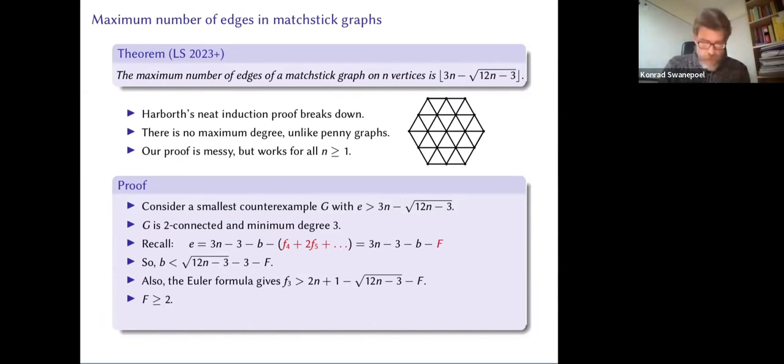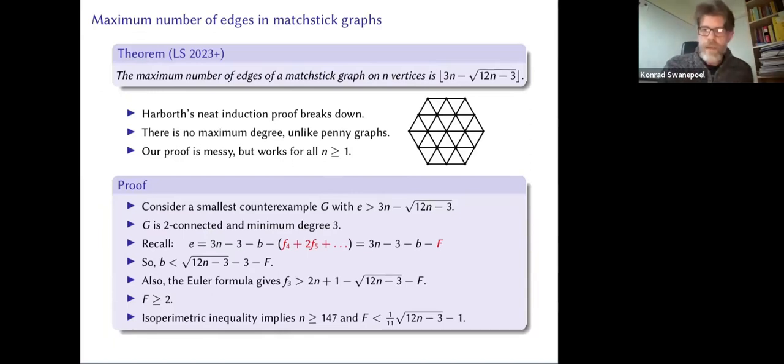If f is equal to 1, well, then the only way this can happen is that apart from the triangular faces, there's just one quadrilateral. And then again, you can go and chop up the matchstick graph into pieces on the triangular lattice, use induction, add up lots of stuff, fight with square roots, and find this upper bound. So we can assume that it's at least two.